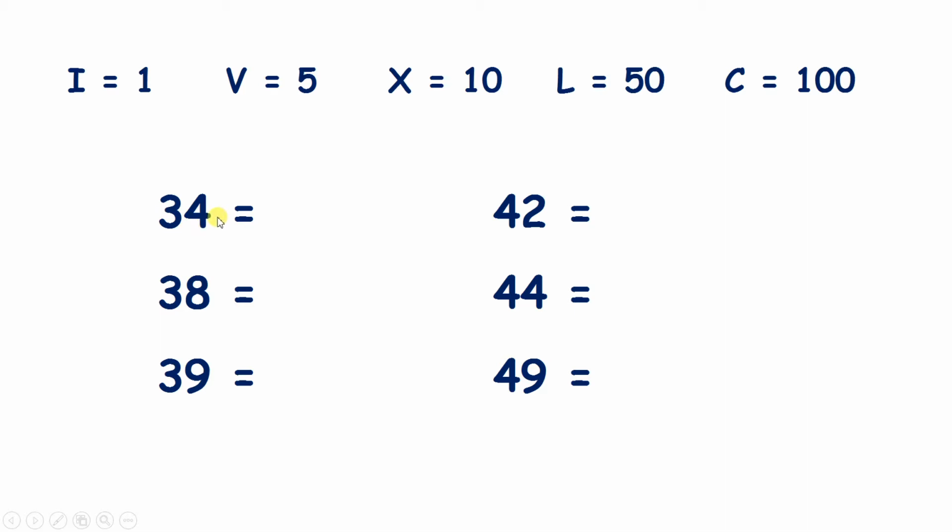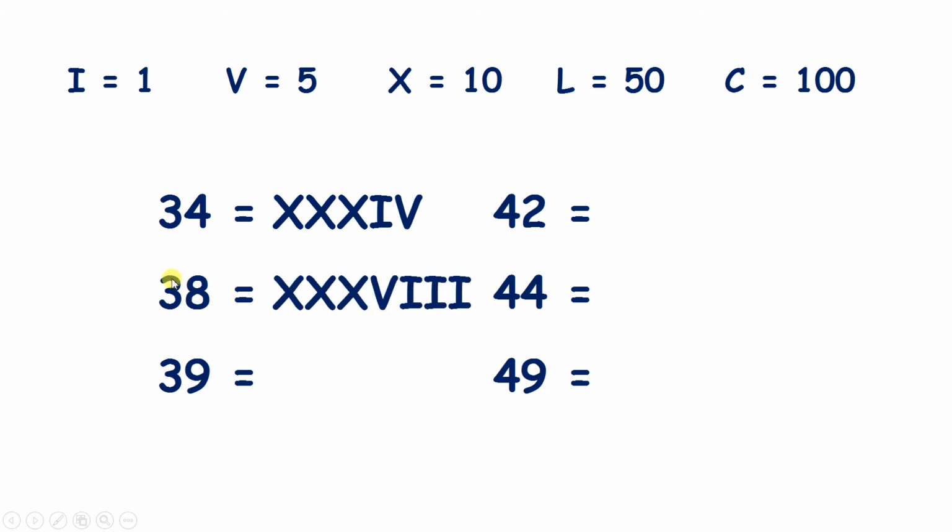So for 34, 30 is 3 tens, so 3 X's. 4 is 1 before 5, so I before V. So we have 3 X's and then I before V. Now for 38, again we have 3 tens, so 3 X's. And for the number 8, we have 5 and 3 ones. So we have 3 X's to represent the 30, and then a V and 3 I's to represent 8, because V is 5 and I is 1.